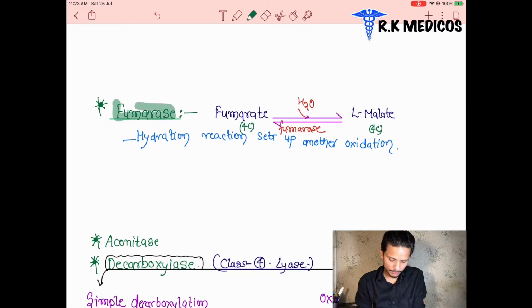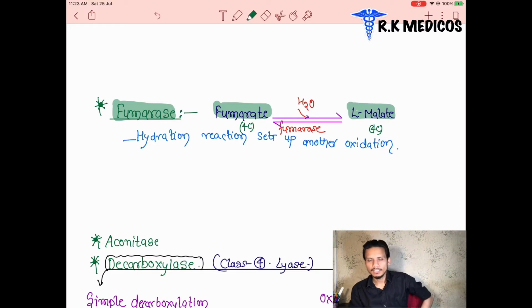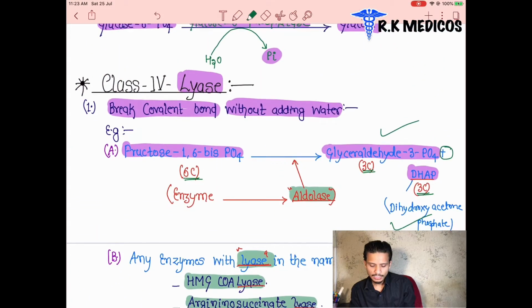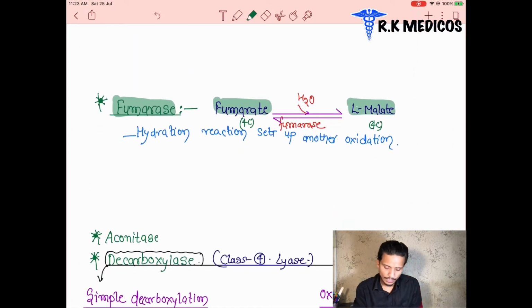Fumarase is also a type of liase. It converts fumarate into L-malate. Fumarase is an enzyme included in the liases group in our 4th class, and it converts fumarate into L-malate by hydration, by the addition of H2O.